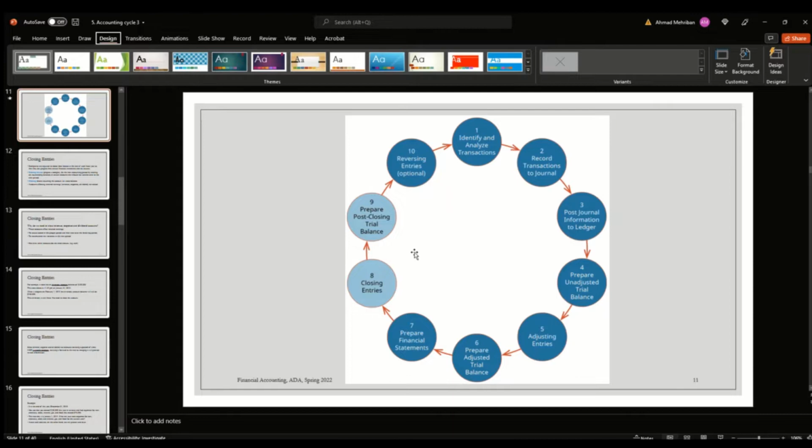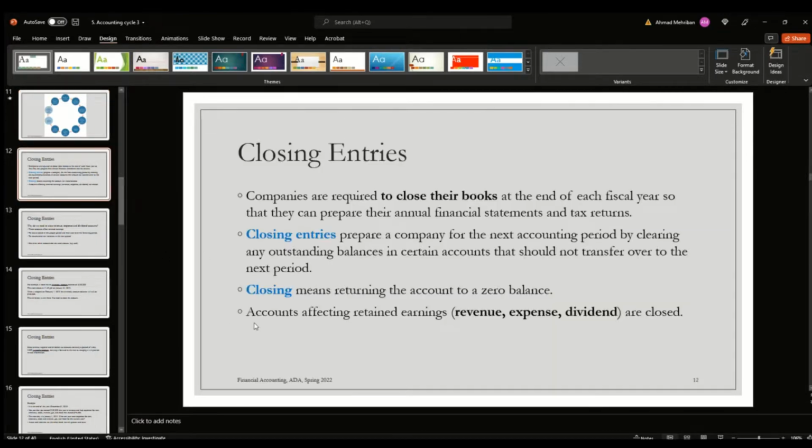This is actually, I would say, quite a simple step, because when you already have all of the information that is needed, you just need to shift and close certain accounts. That's it. Now let's take a very close look at what closing entries are.